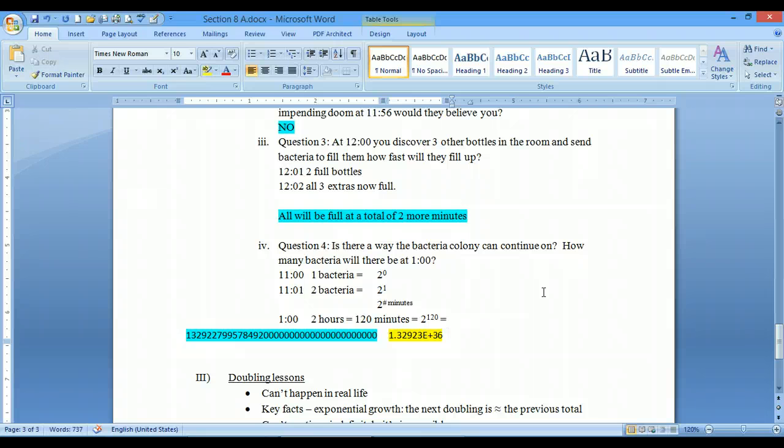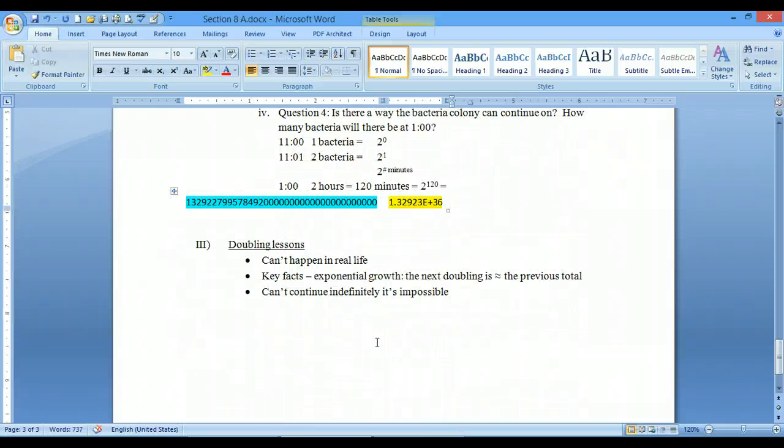Is there a way the bacteria colony can continue on if after 2 minutes, considering this question, if after just 2 more minutes, it filled up 3 more full bottles, and down here it shows us a massive amount. Can this continue on and on and on forever and ever? No. In real life, it just can't happen. So Roman numeral 3 are doubling lessons. It just can't happen in real life. It at some point will have to level off.